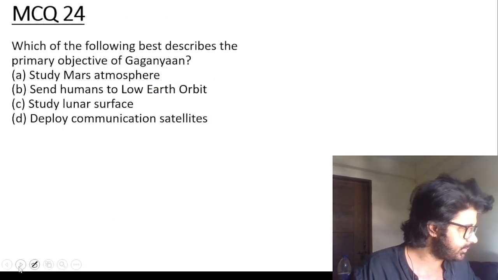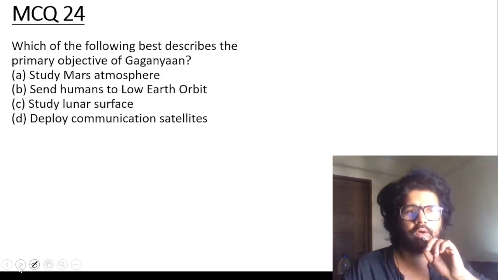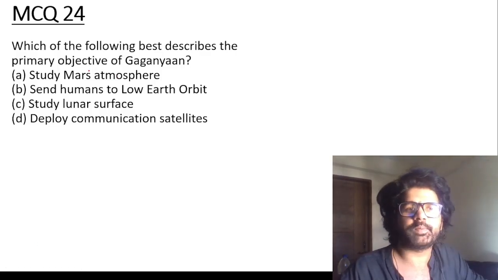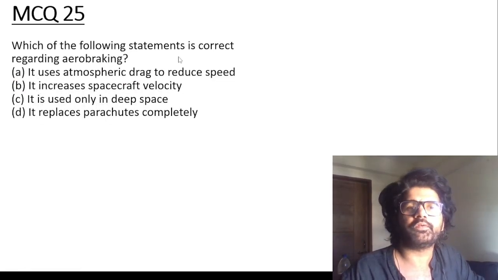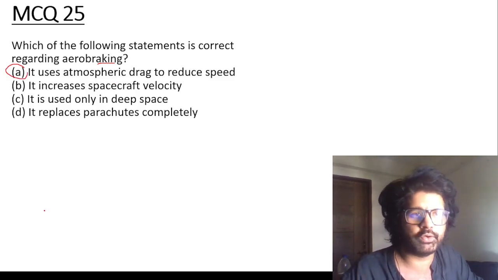Which of the following best describes the primary objective of Gaganyaan? Send humans to low Earth orbit. Which of the following statements is correct regarding aero braking? They will use atmospheric drag, the resistance of the atmosphere, to reduce speed.